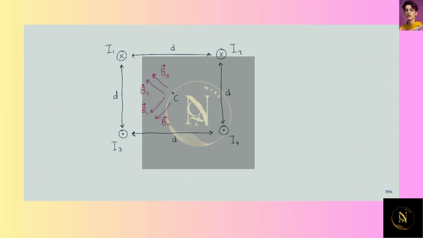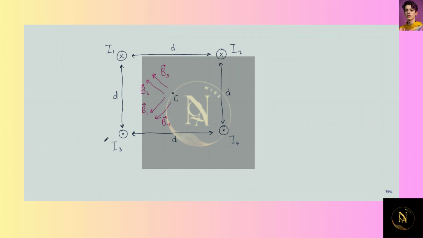So the magnetic field at the center of the square is the vector sum of the magnetic field created by each current. Now, since the magnitudes of the currents are all equal and the distance from each corner to the center is the same, the magnitude of the magnetic field from each wire is the same. The direction of the magnetic field is directed by the right-hand rule, and we can see that in the diagram.